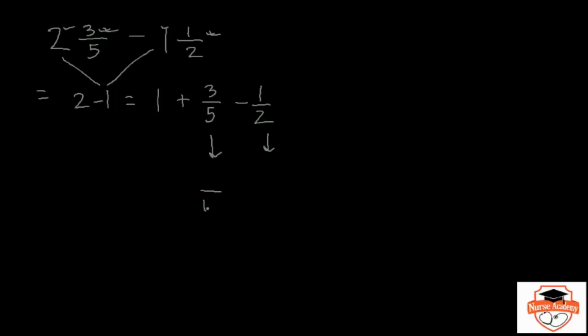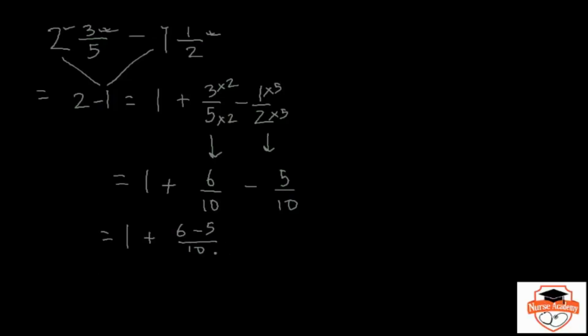So we are going to change this to over 10 and 1/2 to over 10. We have 5 times 2 is 10, therefore multiply 3 with 2. You get a 6 on the top, 6 tenths minus 2 times 5 is 10, 1 times 5 is 5. Therefore you have a 5 on the top. So we have 1 whole plus 6 minus 5 over 10, which is equal to 1 whole and 1/10. So 2 and 3/5 minus 1 and 1/2 gives you 1 and 1/10.